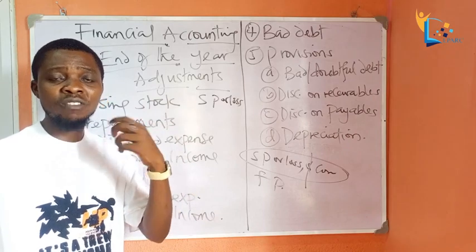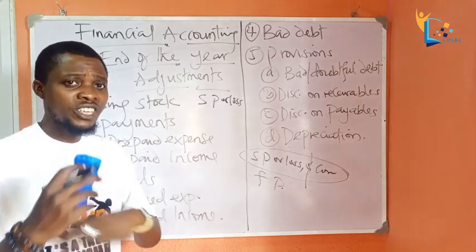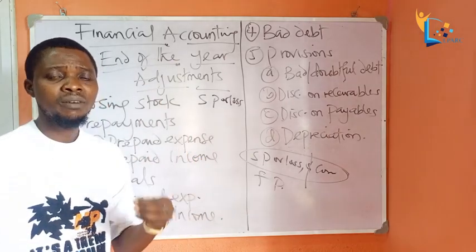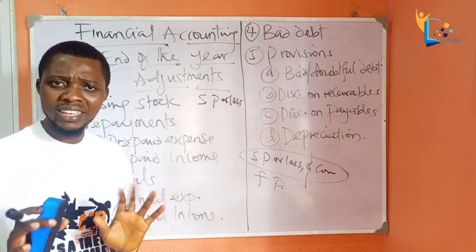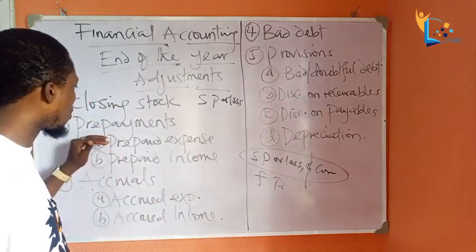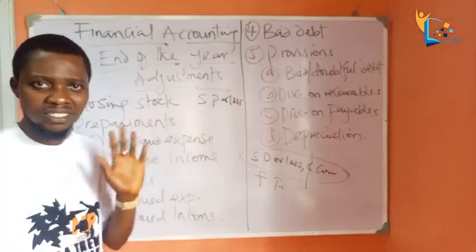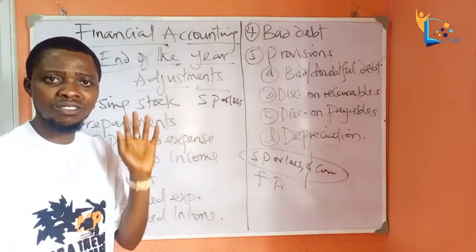But you have received more, you have not yet delivered. Services you have not yet given, but you have received money for it. Am I making sense? Let me come again. When we say prepayment, these are payments in advance. Payments or income in advance.